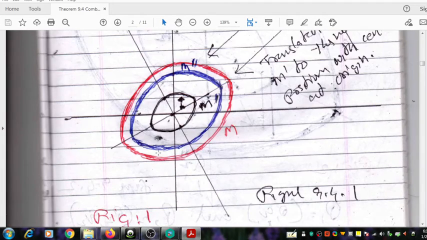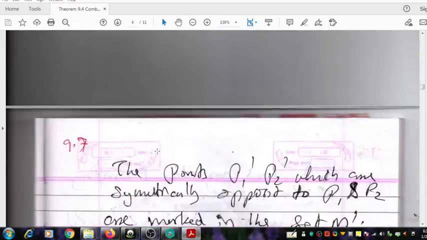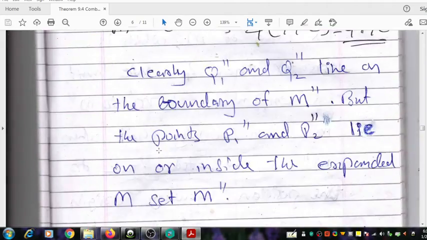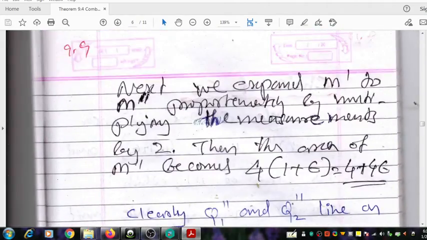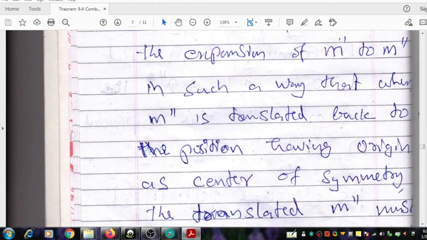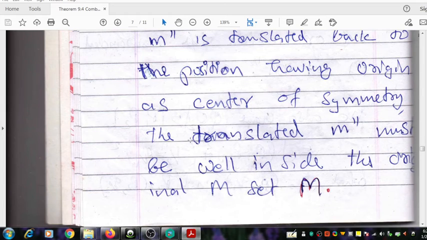Okay, let's go back to the point where we stopped. We were talking about the selection of epsilon. We select epsilon in that way, and then it is translated back to its original position, having the origin as the center of symmetry, and then the translated M double prime must be well inside. So this is the condition that must be satisfied when choosing epsilon.